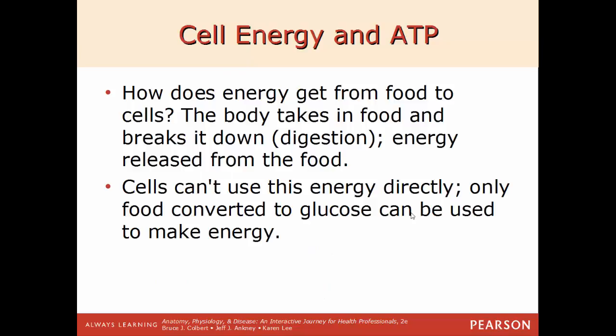All right, next we move on to cell energy, and a very important compound, ATP. A good question is, how does energy get from the food that you eat, and how does it turn that food into energy that your cells can actually use? This involves a process of digestion, taking food and breaking it down, and the energy gets released from that food. Now, cells can't use this energy directly. It has to be converted into a form of sugar, glucose. And then glucose is the main source of fuel for your cells.